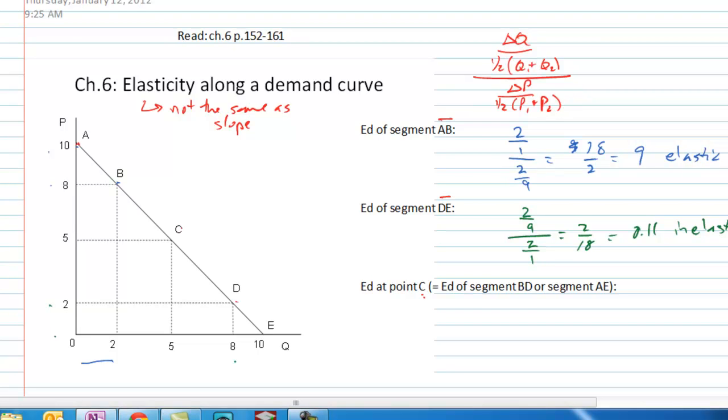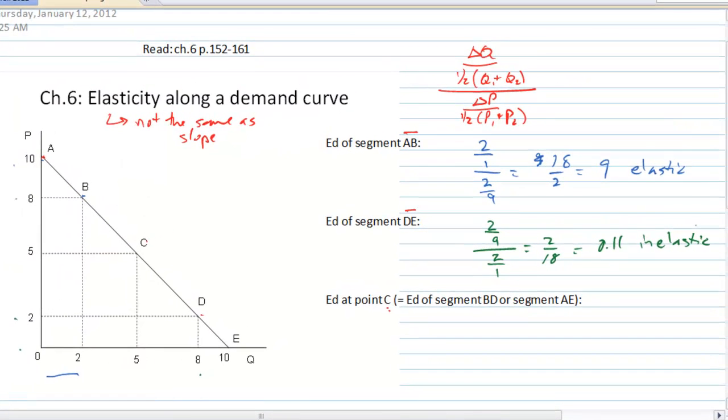So right there we've already shown that along the straight line demand curve, even two segments that have the same slope, if you found the slopes of AB and DE, they would be equal, the elasticity is quite a bit different. Okay, let's find this point C, and then we'll talk about the relationships that always hold here.